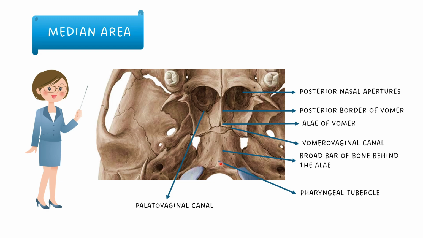This pharyngeal tubercle gives attachment to the highest fibers of the superior constrictor muscle and also to the pharyngeal raphe. The longus capitis is inserted on the basilar part of the occipital bone just lateral to this pharyngeal tubercle, and rectus capitis anterior is inserted on each side just in front of the occipital condyles.